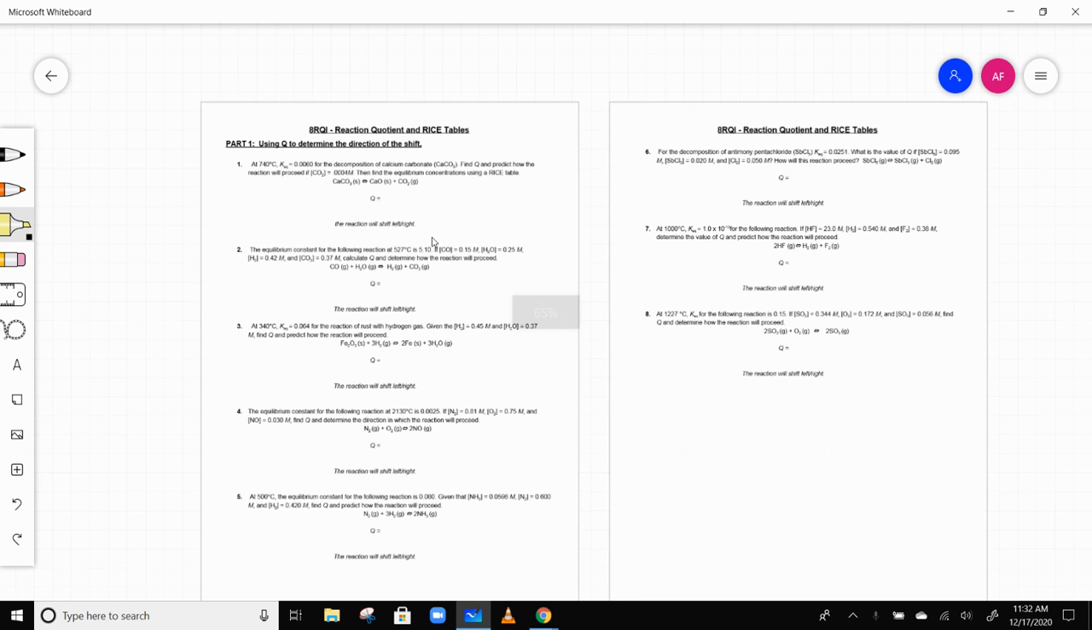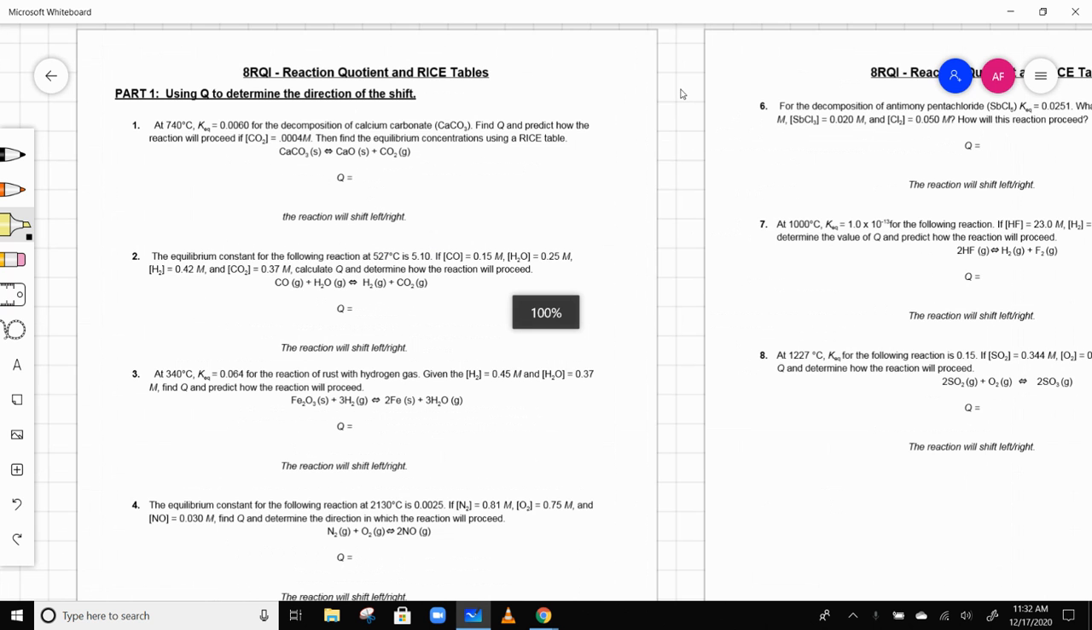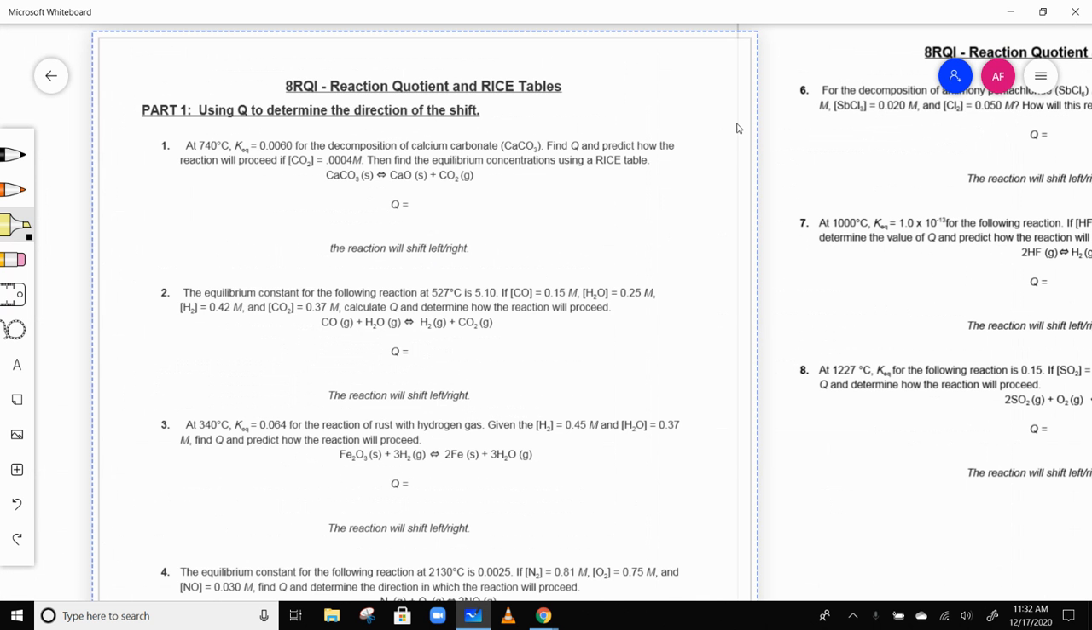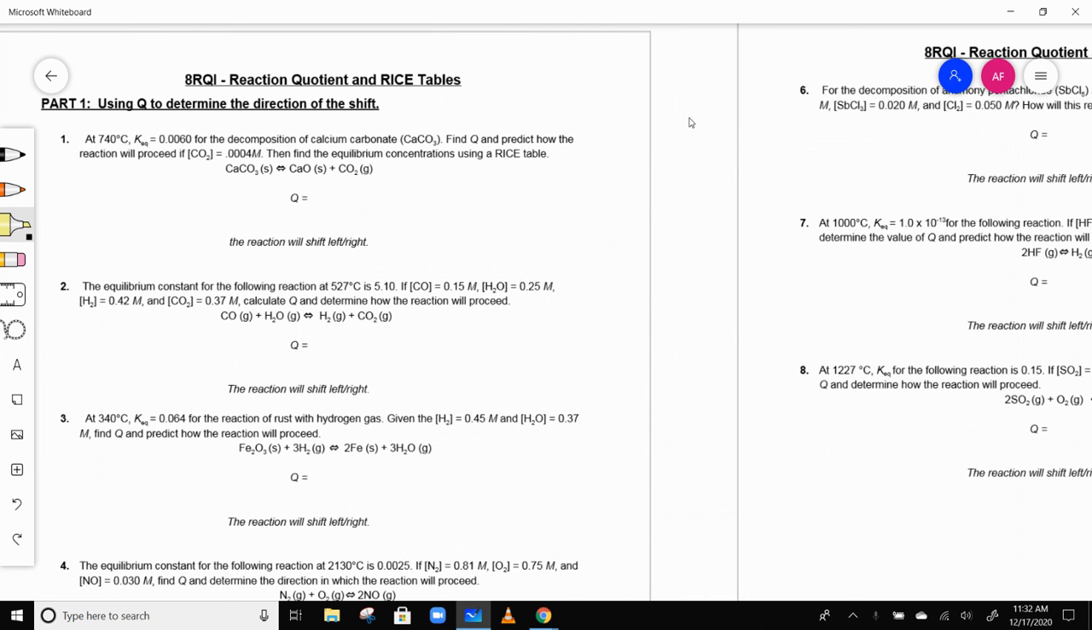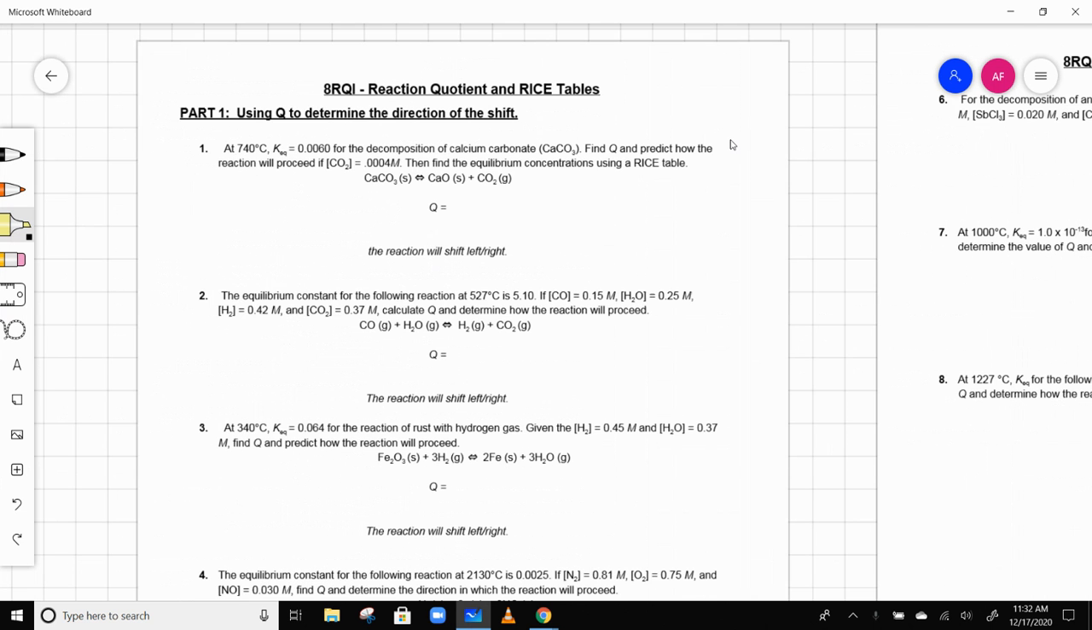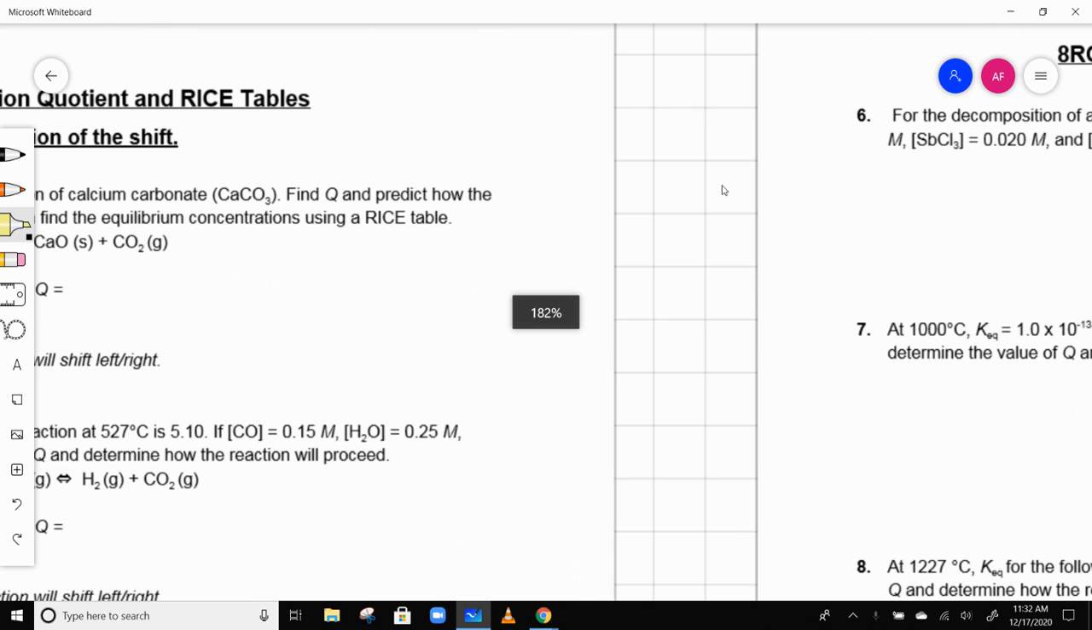All right, and basically Q is the initial set of conditions that you're given, and you need to determine again which direction it's going to shift. Is it going to shift left or is it going to shift right? Okay.